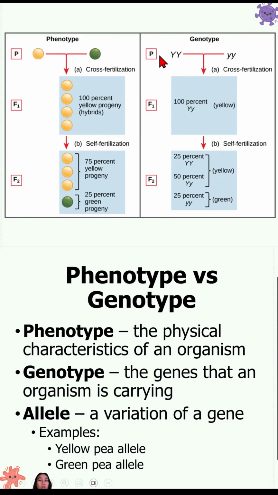Now, if we were to do it under genotype, it would look something like this. And so in the next slide, I'm going to explain what these letters mean and how we kind of designate dominant versus recessive. But an allele is just a variation of a gene. So the yellow allele versus the green allele for the pea color, or purple versus white for the flower color.